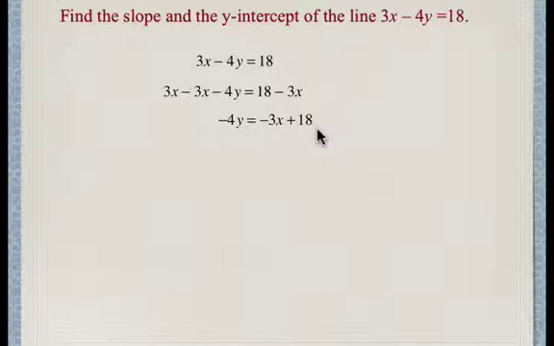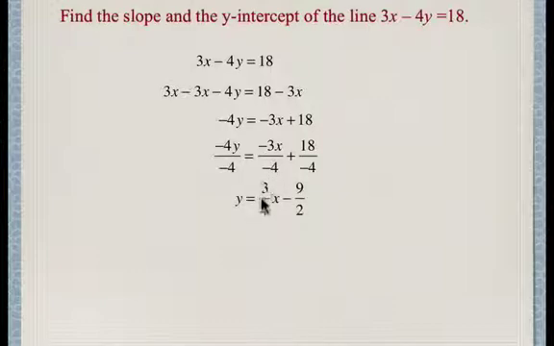Now to isolate y, we need to divide everything by negative 4. And so the negatives are going to cancel out in a few of the terms, and we're going to end up with y equals 3 over 4x minus 9 over 2. And so now we'll graph that.